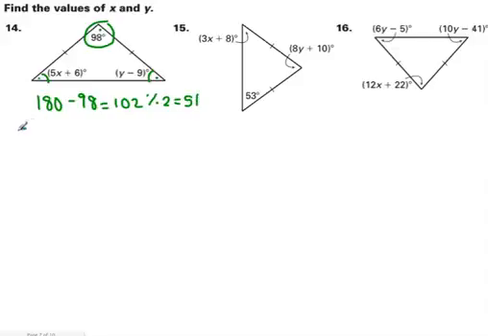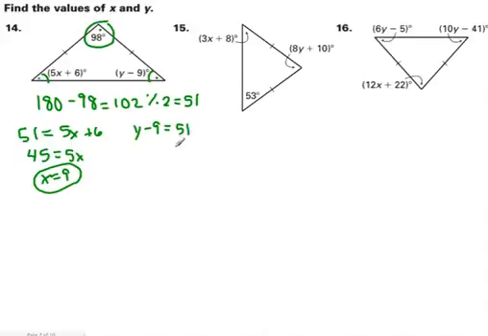51 degrees. That makes it a lot easier to solve for these since we have different variables, an x and a y. I can say 51 equals 5x plus 6. When I subtract 6, I'd say 45 equals 5x, or that x equals 9. In a similar fashion, I can come over here and say y minus 9 equals 51. I can add 9 to both sides, and y equals 60.